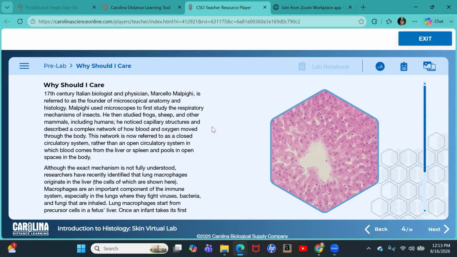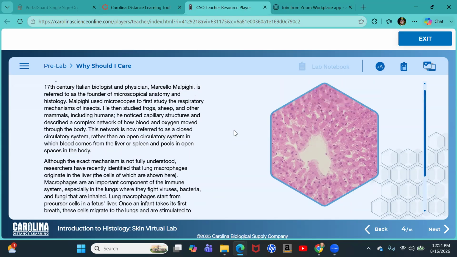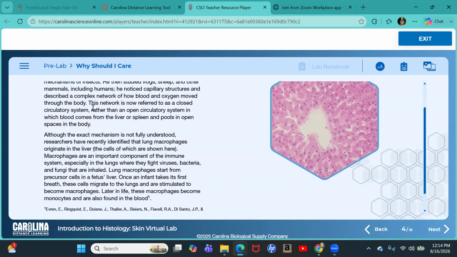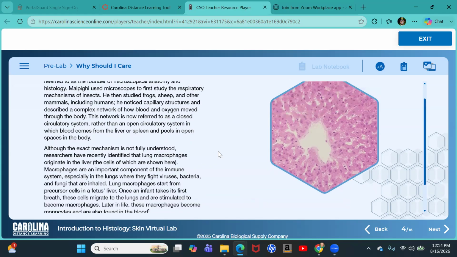So, in other words, it all began with Marcello Malpighi here, who is referred to as the founder of histology or microscopic anatomy. He studied insects and frogs and sheep and eventually humans, and really opened up the world thanks to the development of the microscope, and led us through this long path of histology. And specifically today, we're going to be looking at the integumentary system.